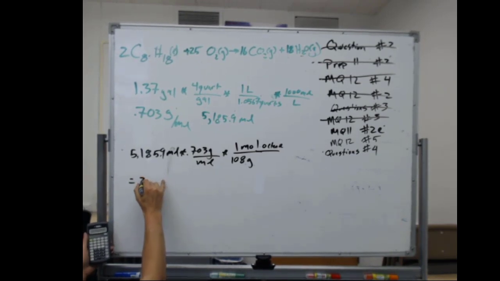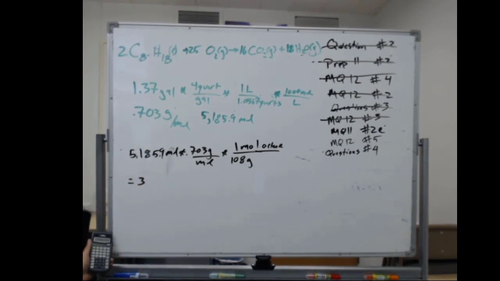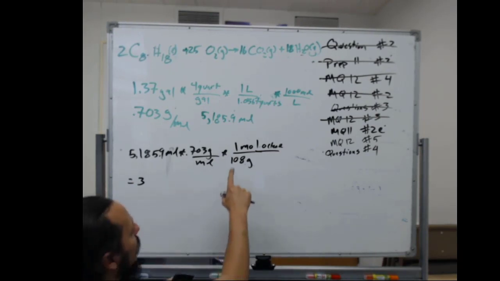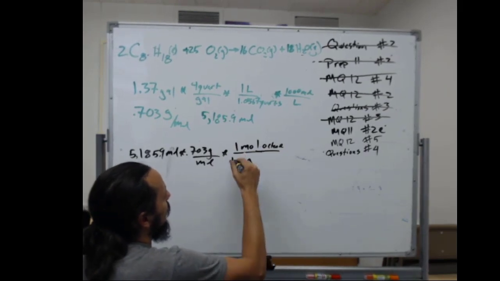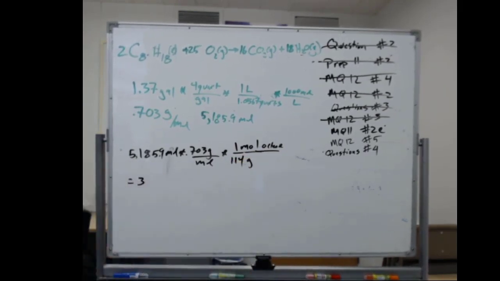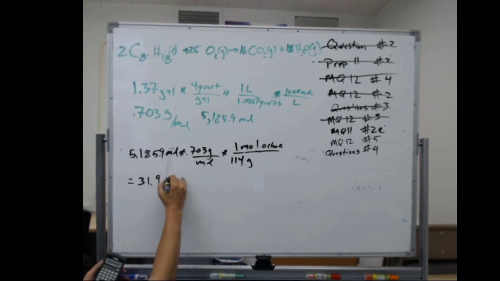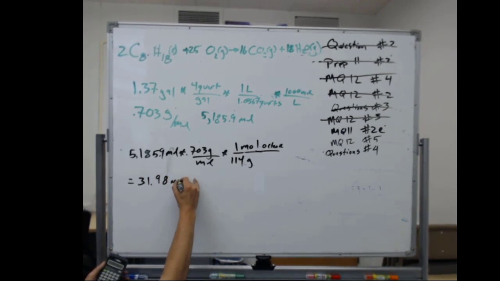I get 114 grams for the molar mass. I think it's 114 for the molar mass. Oh, you're totally right. So let me do that again. 5185.9 times 0.703 divided by 114. 31.9, just around 8 moles of octane.